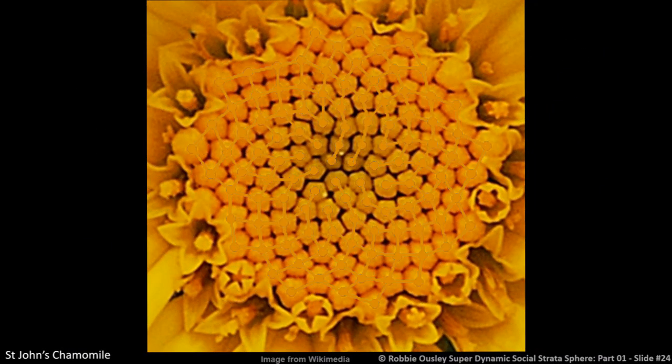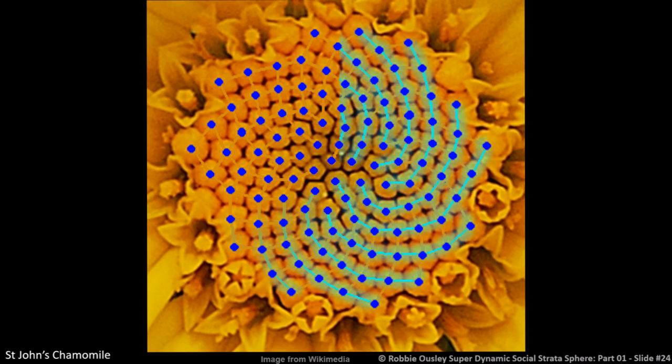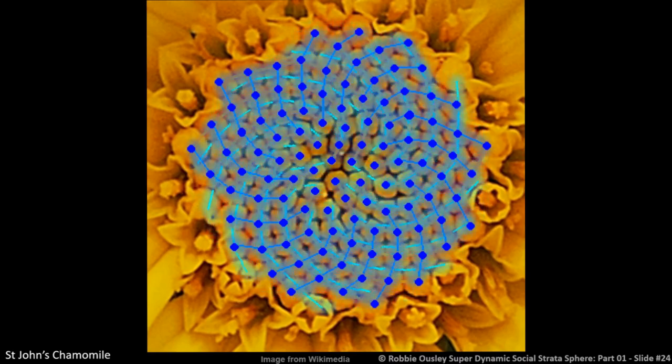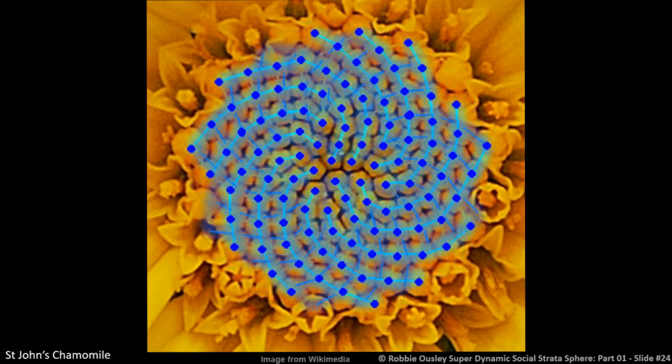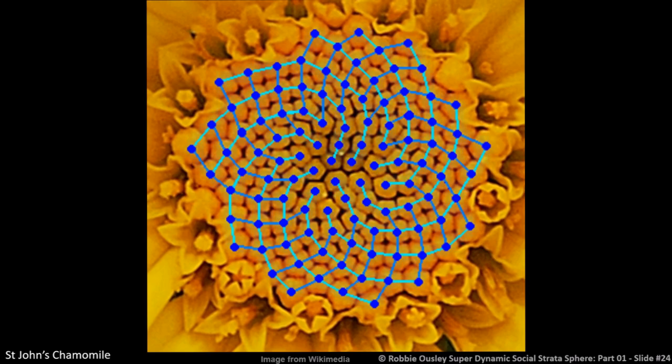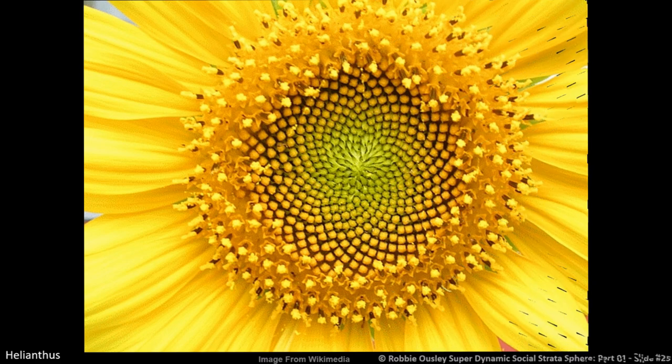The prismatic spiraling pattern in St. John's chamomile and helianthus flower seeds is a result of the way the seeds are arranged in the flower head. This spiral pattern allows the seeds to be packed more efficiently and helps them be more evenly distributed when the seeds are dispersed, which helps to ensure that they are more likely to germinate and grow into new plants. Again, it is a reminder of how amazing things are in nature.